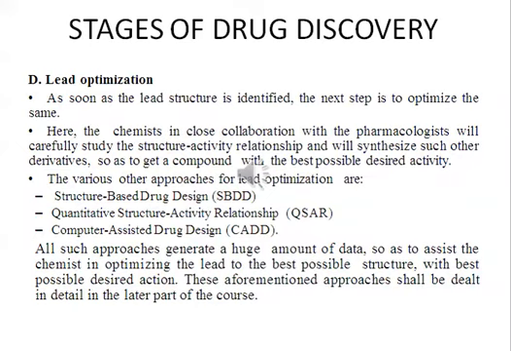The third step is to search for the lead compound, right? We have studied different methods already for how we can search for the lead compound, and after we have discovered the lead, we optimize it. For optimization, we make use of studies such as structure-activity relationship and quantitative structure-activity relationship. Then we make use of structure-based drug design and computer-aided drug design. All of these are helpful in optimizing the lead to the best possible structure, right? You will study all of these in the forthcoming lectures.